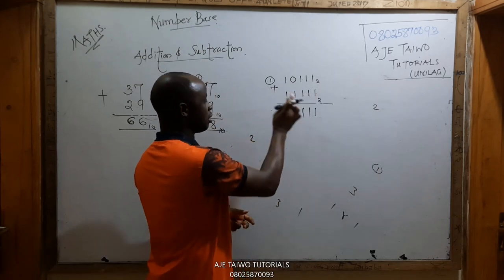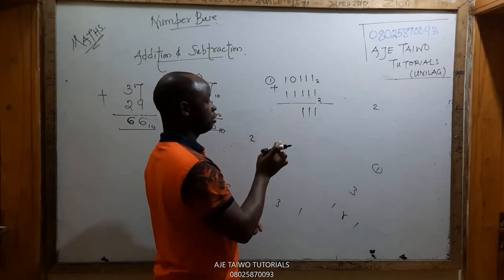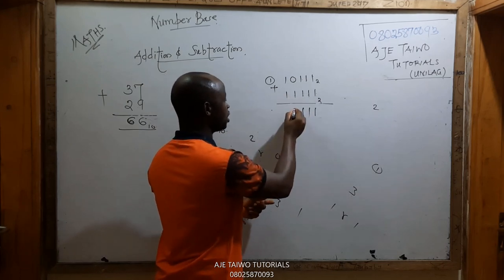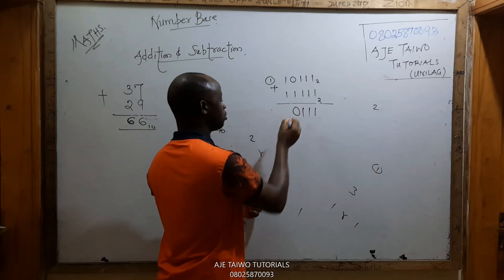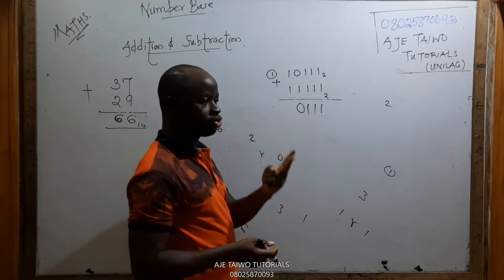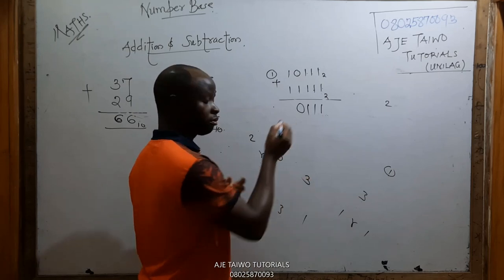You can't put 2 down. You say, how many 2 can you see in 2? 1. Remainder, 0. Put 0. Put the remainder down. Carry the 1. 1 plus 1, 2. Plus 1, 3.